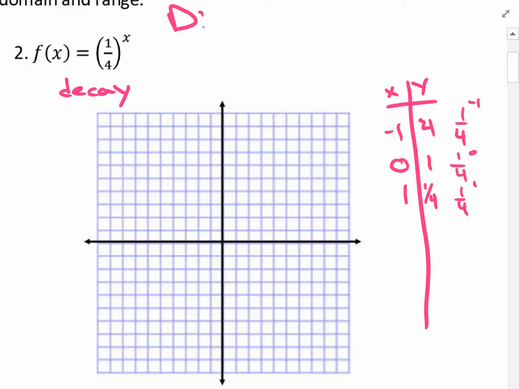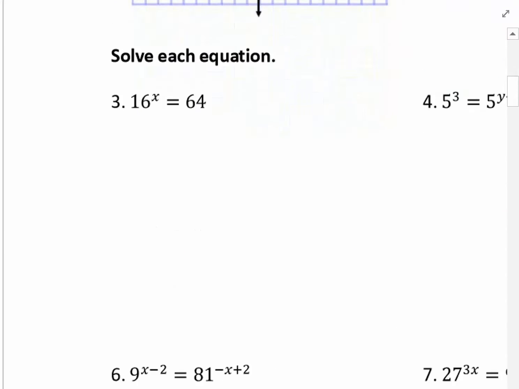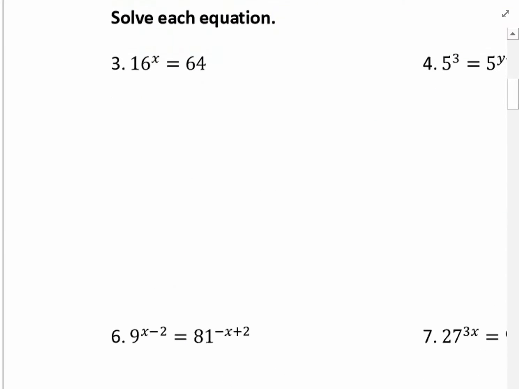Domain is the same, all real numbers. Range is the same, y greater than 0. Let's plot our points. Make sure the horizontal part of this is really nice and flat, doesn't go below the line, and done. Let's try some solving.